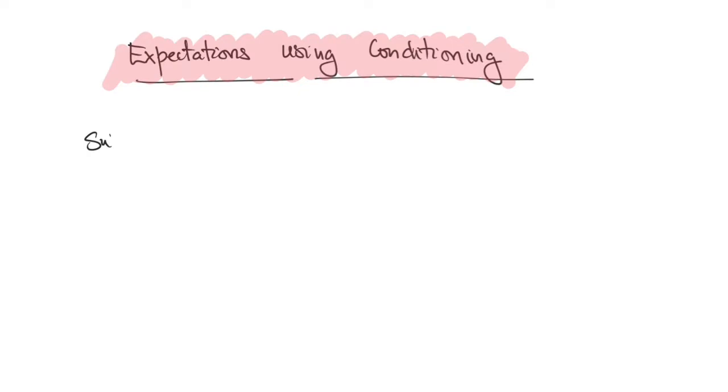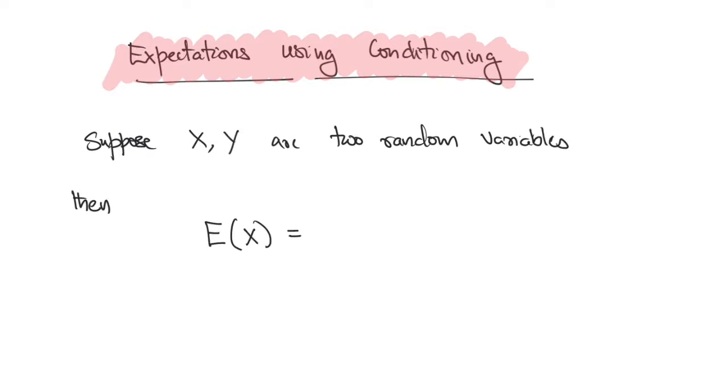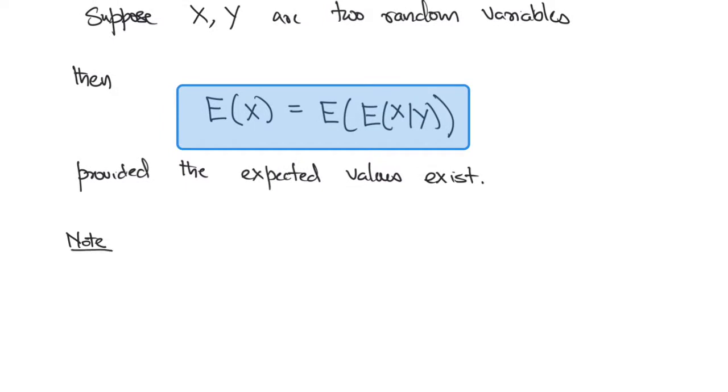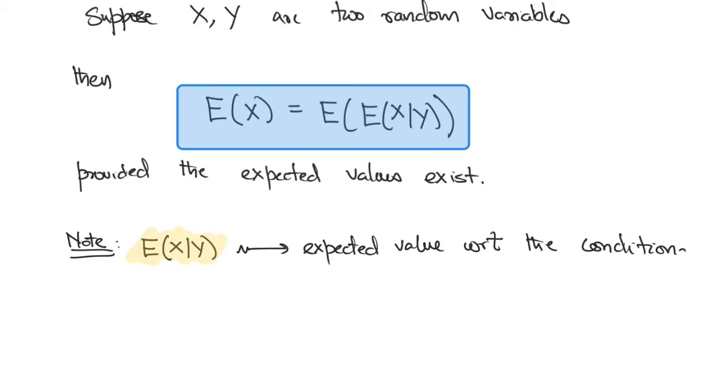We will now introduce an interesting formula to get expectations using conditioning. Suppose X and Y are two random variables, then we can calculate the expected value of X to be equal to the expected value of the conditional expectation of X given Y. This formula will be true as long as both of these expected values exist. Note that the expected value of X given Y is with respect to the conditional distribution p_{X|Y}, or the conditional density function f_{X|Y}.